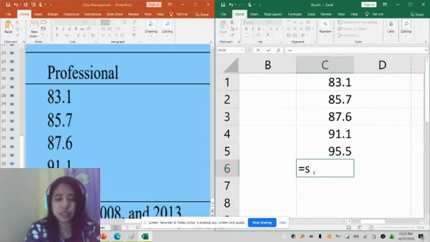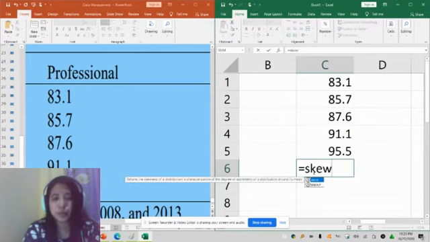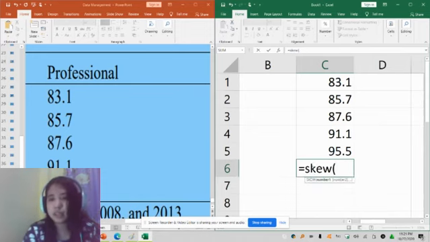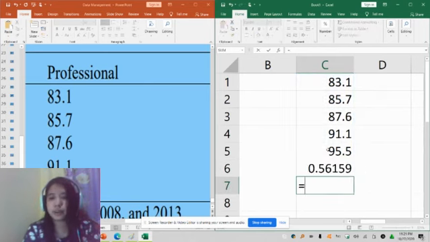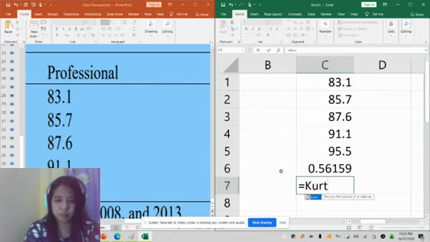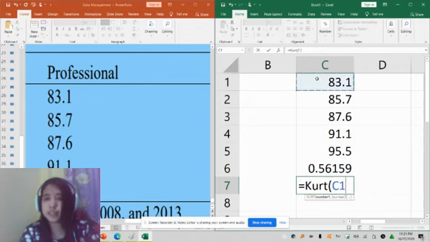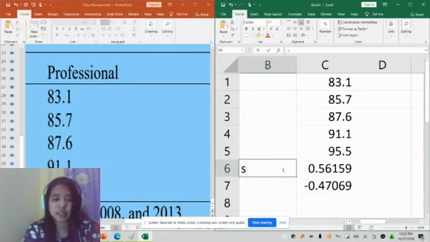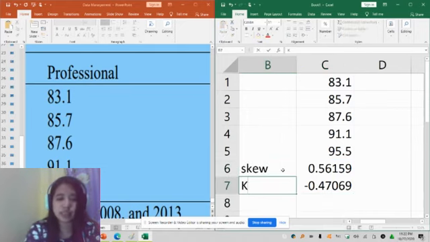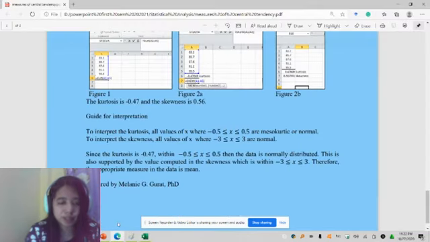For the formula for skewness and kurtosis, we can use =SKEW, open parenthesis, select our data, and press enter. So this is the skewness. While for kurtosis, KURT, open parenthesis, select our data, close parenthesis. So this is the skewness and this is the kurtosis. We actually have here a table for interpretation.